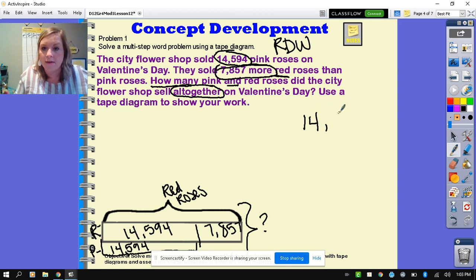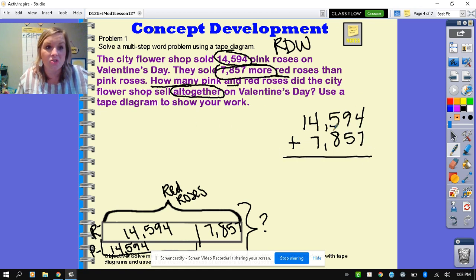So we have 14,594 plus the additional 7,857. Now, in my classroom, I still usually like to draw this on our place value charts. That way we make sure our ones are lined up and our tens and our hundreds, thousands, 10,000. If that helps you, always create it, always draw it, because you want to make sure. That's a really big mistake that I see happen often. So make sure you always line up your ones place value.